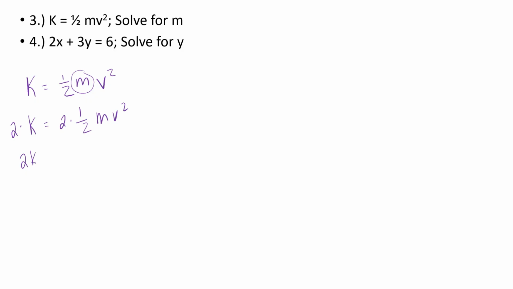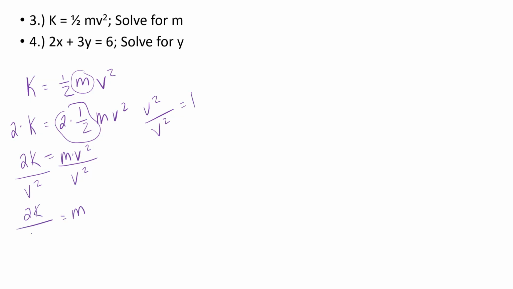2 times k is 2k. And right here, 2 times 1/2 is 1. And 1 times mv squared is just mv squared. And now this is multiplication right between the m and the v squared, so we'll divide both sides by v squared. V squared over v squared is 1, which is why it cancels. And I have 2k over v squared, or if you'd like to rewrite that, you might rewrite it with the variable on the left. That is completely up to you.